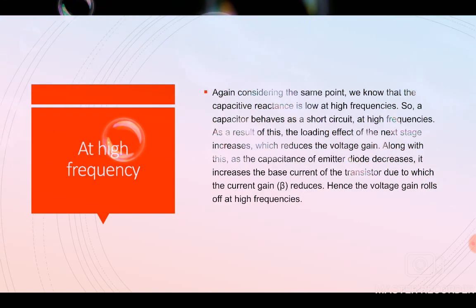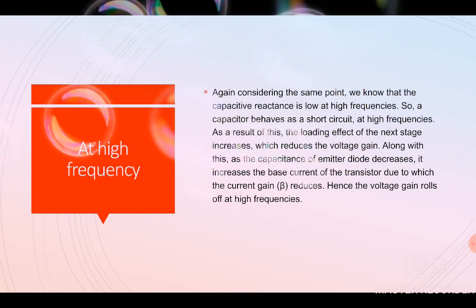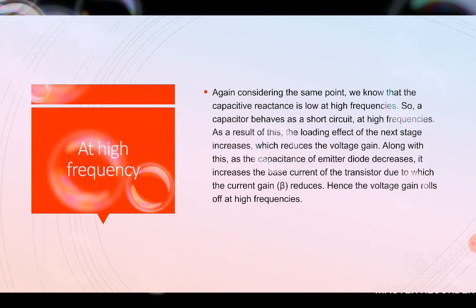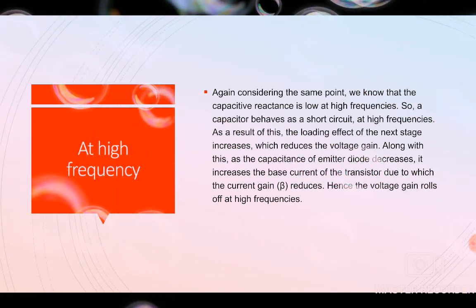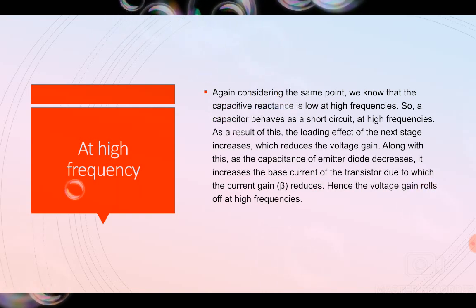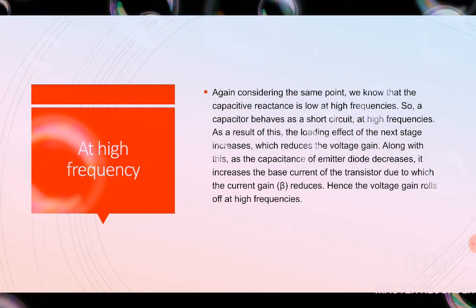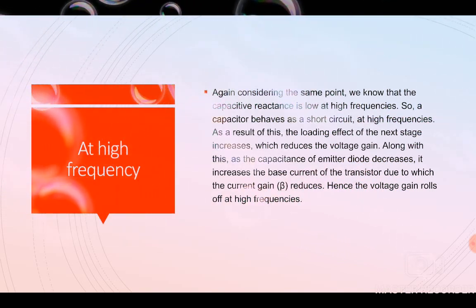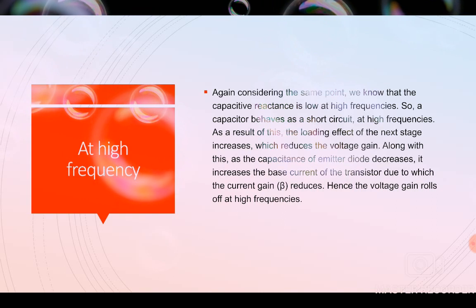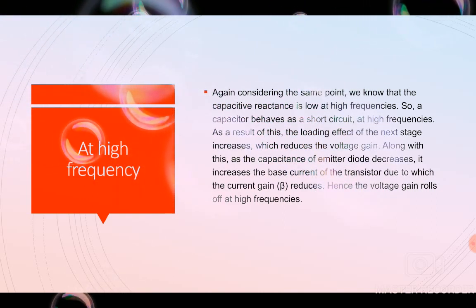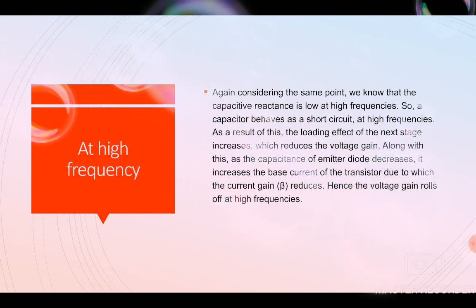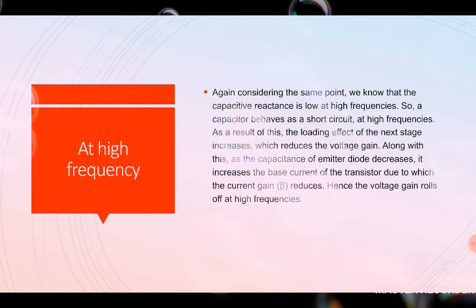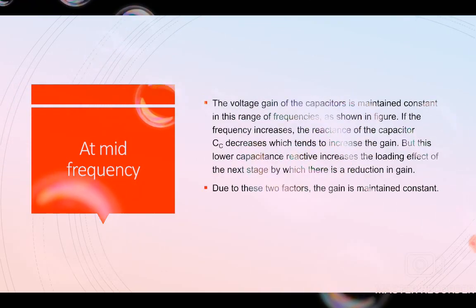Now at high frequency, a capacitor behaves as a short circuit. As a result of this, the loading effect of the next stage increases, which reduces the voltage gain. Along with this, as the capacitance of the emitter diode decreases, it increases the base current of the transistor, due to which the current gain beta reduces. Hence, the voltage gain rolls off at high frequency.